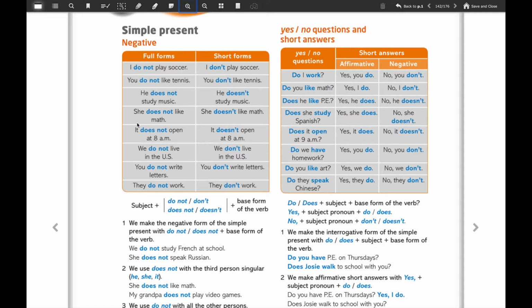With he, she, and it, we're going to use does not, okay? Those are the only three that we're going to use with does not. Son solo estos tres pronombres personales que hacen referencia a la tercera persona singular en las cuales nosotros vamos a utilizar las frases does not. Si vuelvo a insistir, sale un you, un we, un they, no debemos utilizar does not. So, he does not study music. Short form, he doesn't study music. She does not like math. Short form, she doesn't like math.